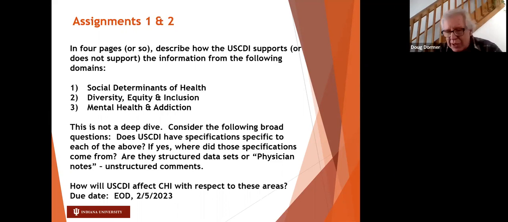And the real question I want you to think about is, how will USCDI affect clinical health informatics with respect to these areas? And let's make that due at the end of day on February 5th. So you really have all of next week to work on that, and don't go all nuts. Remember my rule. I'm going to give 80% if you put in a paper anyway.